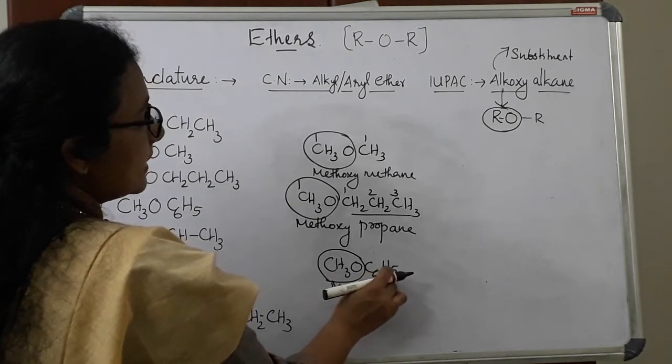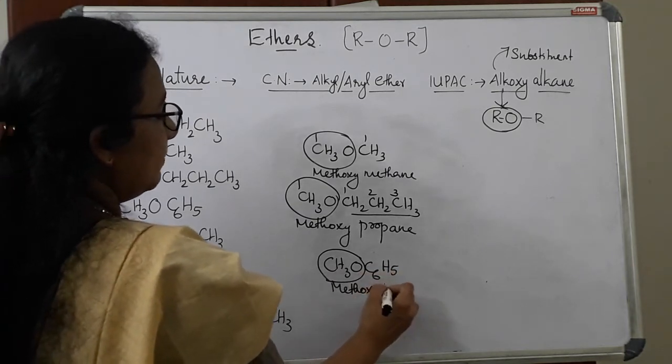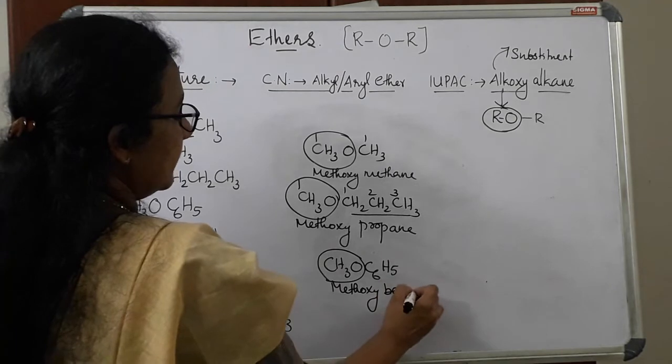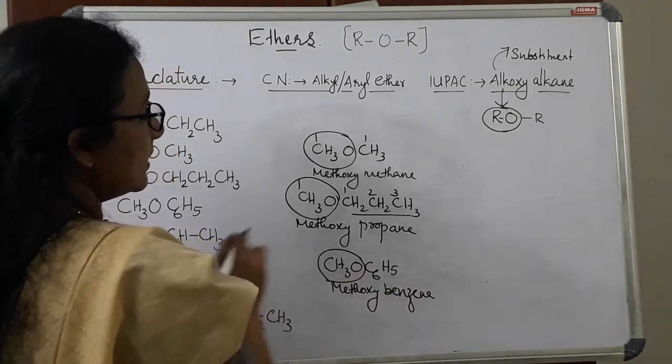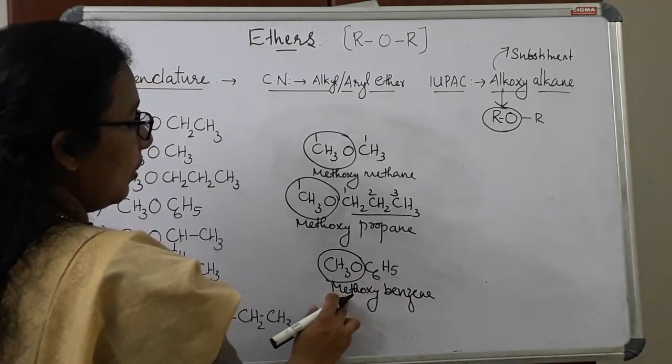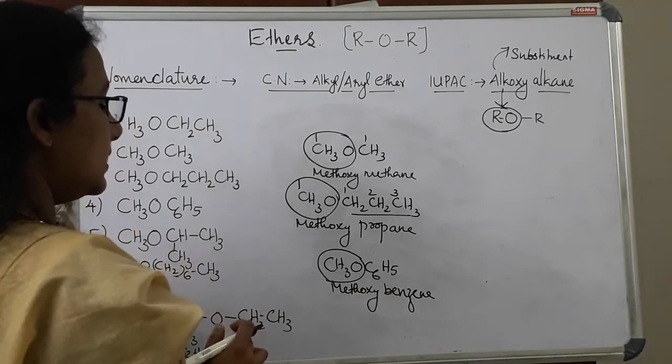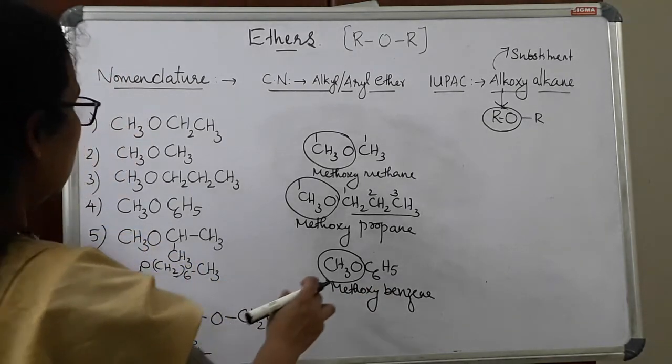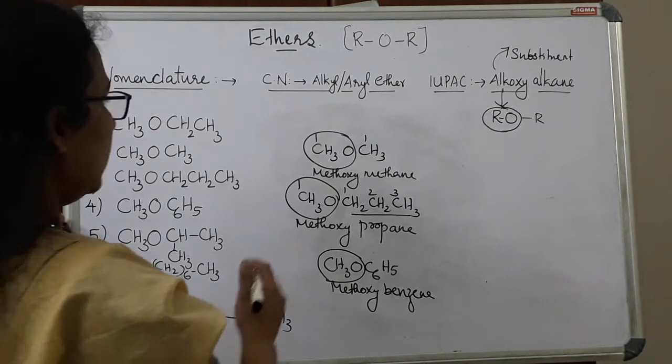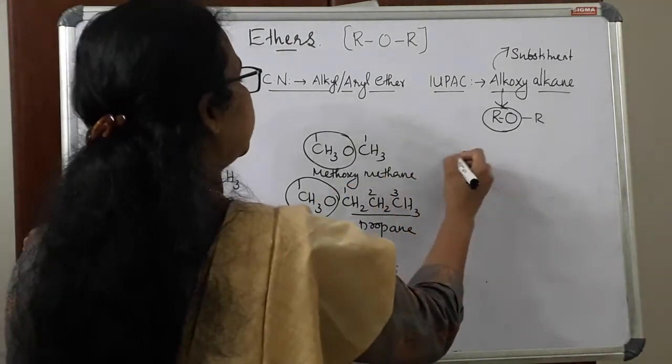Since it is C6H5, the alkane part will be benzene, since there are 6 carbon atoms. So methoxy benzene is the IUPAC name of this particular compound. Now let's see another compound.